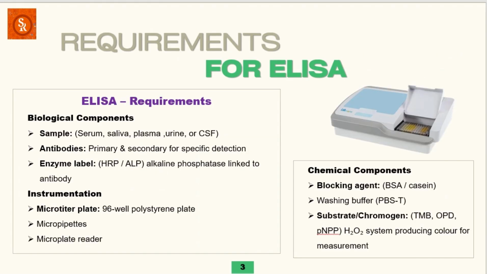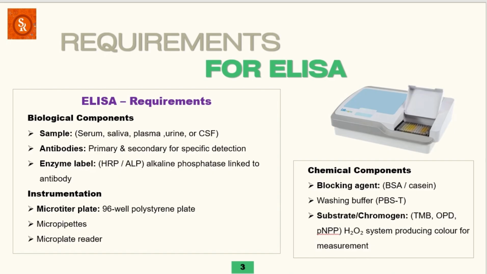Moving on to the requirements of ELISA. To perform ELISA, we need some components, such as biological components, chemical components, and instrumentation. First, the biological components. The sample. The sample may be a serum sample or saliva or urine or cerebrospinal fluid. And we need antibodies. We have different types of ELISA techniques. In some techniques we use only the primary antibody. In some cases we use the secondary antibody also. So generally the antibodies are the primary and secondary antibodies. And then the enzyme label, HRP or alkaline phosphatase, linked to that antibody.